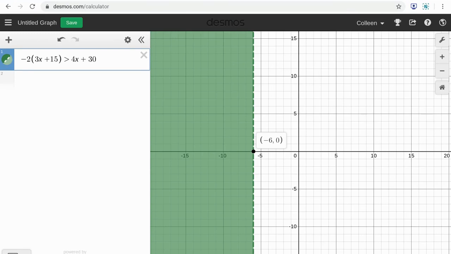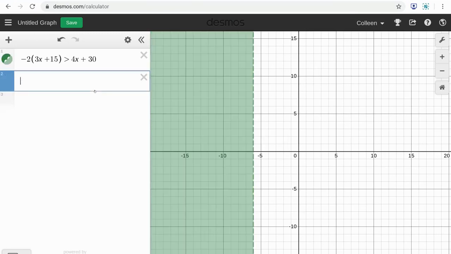The next thing I need to ask myself is, do I have a dotted or a solid line? I have a dotted line because in my inequality, I didn't have a line underneath which was telling me equal to. So somewhere in this will be an inequality symbol that does not have an equal to sign. And then I need to look at the direction of where this is being shaded. So this is being shaded from negative 6 and everything to the left. So everything to the left of negative 6 is being shaded. And I know that when I shade to the left, that means less than, because everything to the left of negative 6 is less than negative 6.